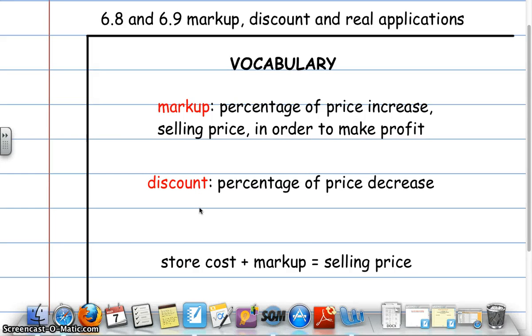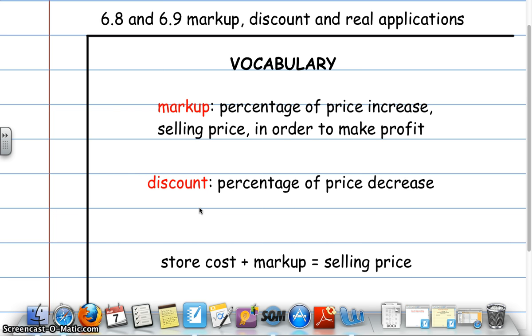Right, we are on the last section of chapter 6. So this is it. It is an intense lesson. Sometimes the last sections are a nice easy ride. Definitely not with this. We are talking about markup, discount, and real life applications of percent changes, okay? The awesome thing about this is it's relatable. This is related to your everyday life, okay?